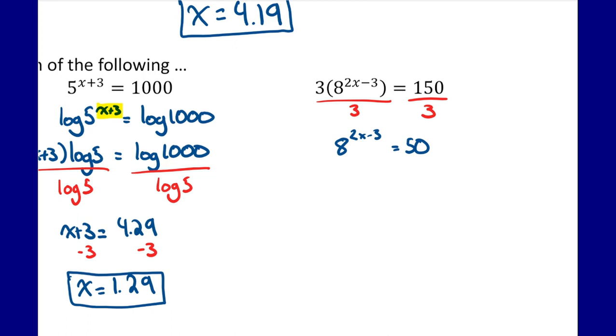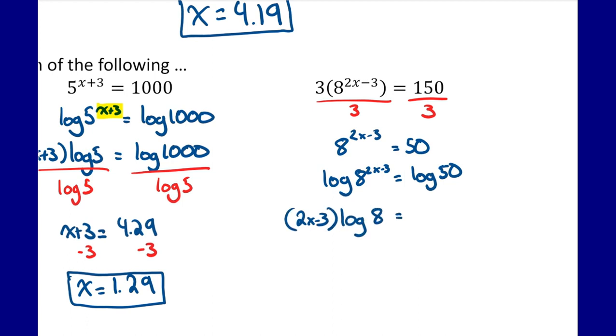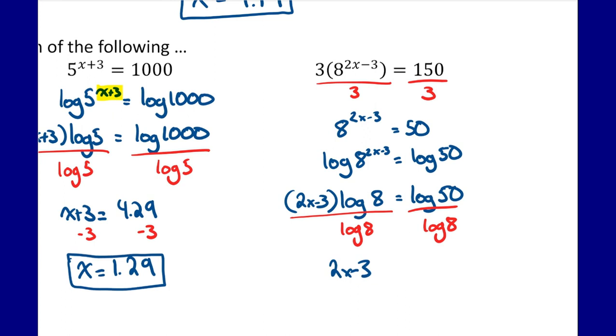So now that I have one power equals a value, now I can set logs to both sides. So log 8 to the power of 2x minus 3 is equal to log of 50. Use my exponent rule. The 2x minus 3 comes down in front to multiply log 8. Same as saying log of 50. Now I'm going to work to isolate my x. I'm going to divide both sides by log 8, treating it just as a value. 2x minus 3 equals 1.88.